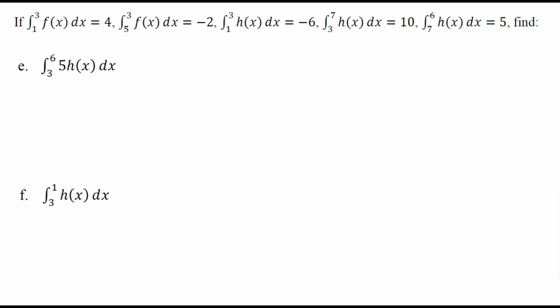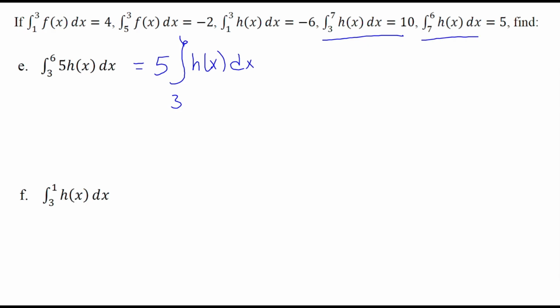And for these last two here, again, the same known integral values. So we want the integral from 3 to 6 of 5 times h of x. Well, first of all, that's just 5 times the integral from 3 to 6 of h. Pull that 5 out. Now, if I wanted the integral from 3 to 6, but I had the integral from 3 to 7, I'd have to subtract an integral from 6 to 7 from that, right? Because if I had everything from 3 to 7 and I subtracted just the piece from 6 to 7, that'd leave me with the piece from 3 to 6.